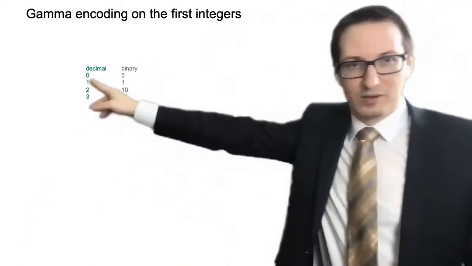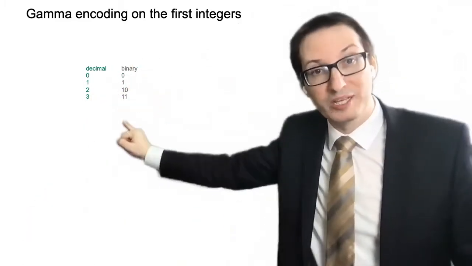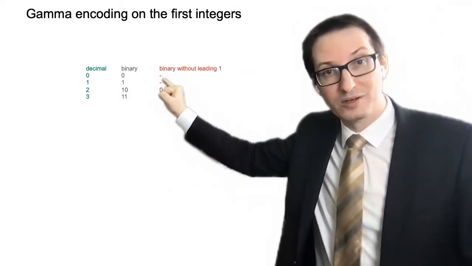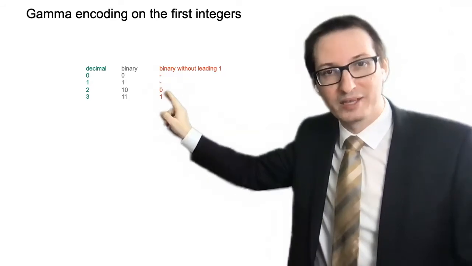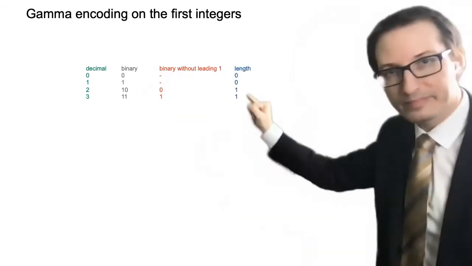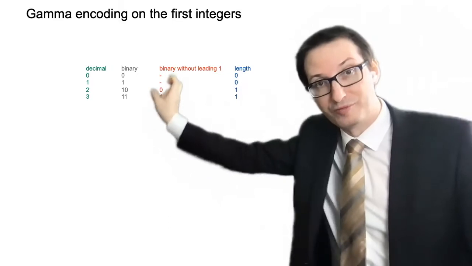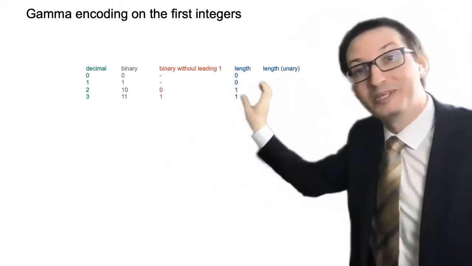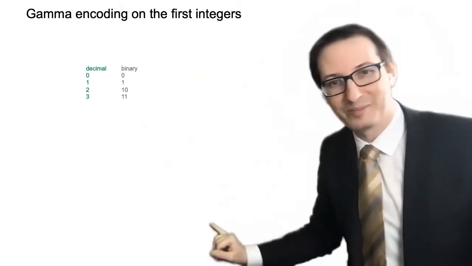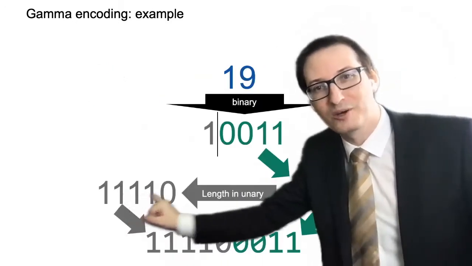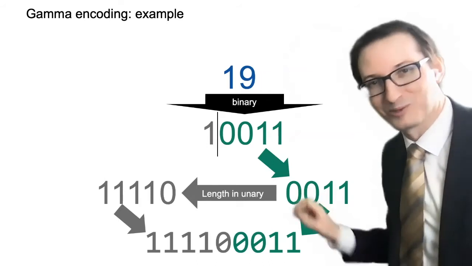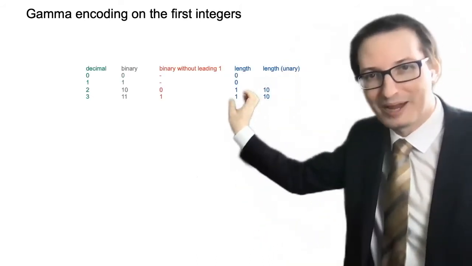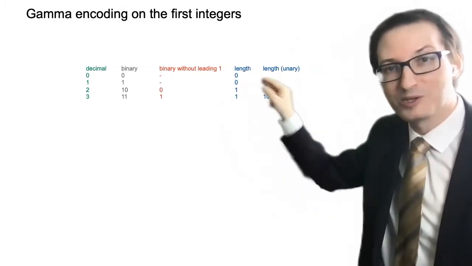So first 0, 1, 2, 3. To binary, that's going to be it. Then binary without a leading one, here that doesn't work. Here I have 0 and here I have 1. The length of this, here it's 0 and here it's 1. The unary encoding, so you see, because I didn't tell you, but this here is in fact the unary encoding of the length of that, right? So this is why I presented to you the unary encoding. All right, so this is the unary encoding of the length, 10 in that case, and here it doesn't exist.